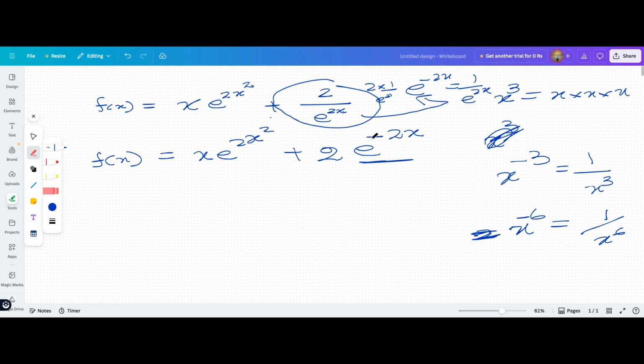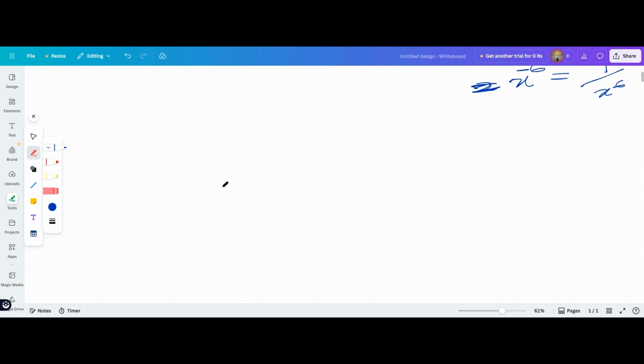We have put the negative power. Why have we done this? It will make our differentiation a little bit easier. Now we will do the differentiation. There are two terms, this is the first term and this is the second term. So we'll differentiate the first term. We'll write it down: x into e to the power 2x squared. We have to differentiate this.